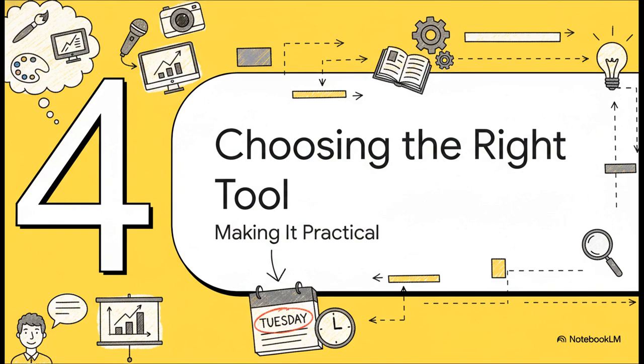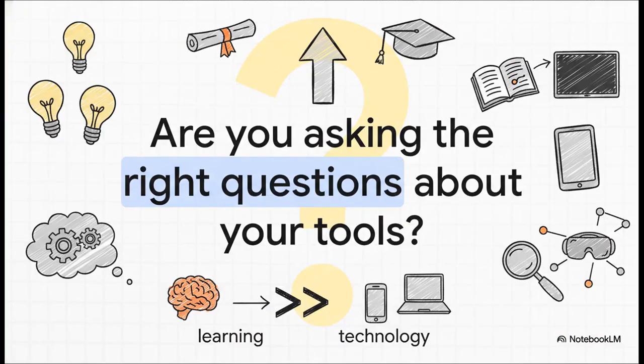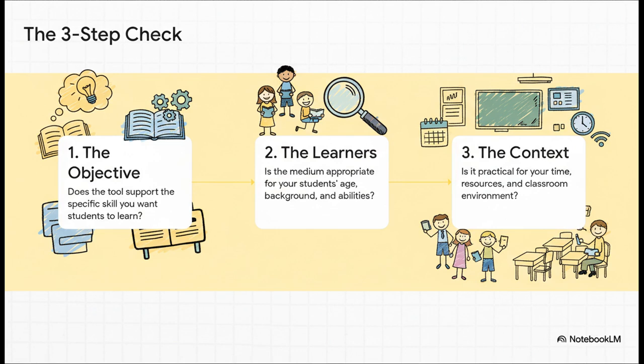Okay, that's the big idea. But let's bring this down to earth. How do you actually use this to pick the right tool for your lesson on, say, a Tuesday morning? And this right here, this is so important. It's really easy to get excited about some cool new app or gadget, but you have to always start with the learning first. Remember this, the technology is there to serve the teaching, not the other way around. So before you choose any tool, run it through this quick three-step check. First, does it match my objective? Second, is it right for my students? And third, is it practical in the context of my classroom? Because a tool that's perfect in theory is totally useless if it doesn't actually work in the real world.